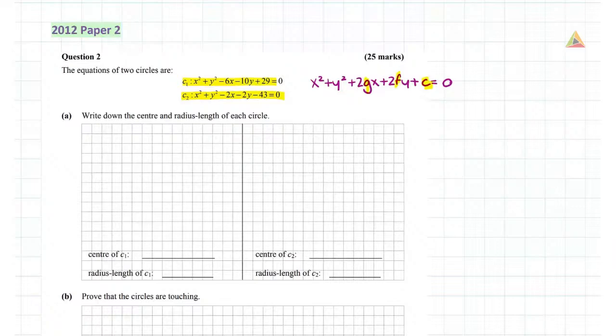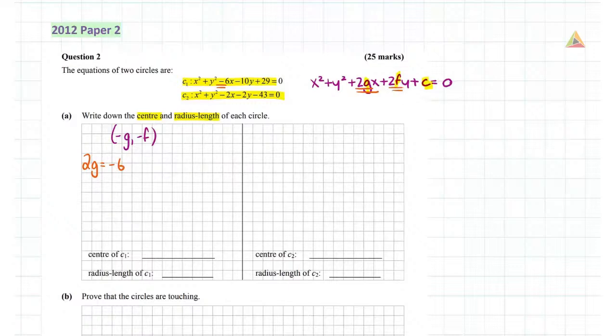So the first thing it asks us to do in part A: write down the centre and the radius length of each of the circles. So the centre should be nice and easy. We know from our log tables it's going to be minus g, minus f. But let's remind ourselves, look where the plus 2g is. That's the coefficient of the x. So my plus 2g is going to be minus 6. So 2g is going to be minus 6.